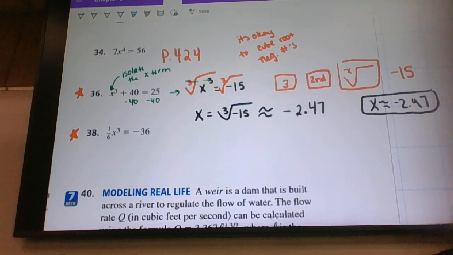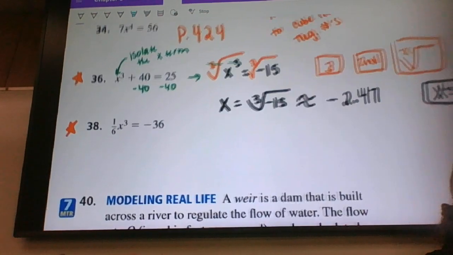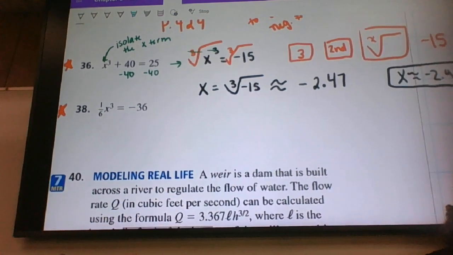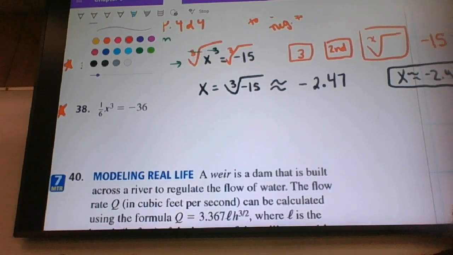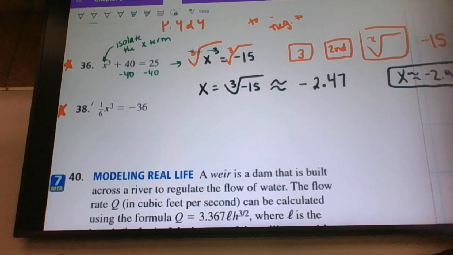Okay. All right, on number 38, what is the first step? Maya, what's the first step on 38? Yeah, so this is a fraction here. I want to get rid of it. I'm going to multiply by the reciprocal, 6 over 1 on both sides. So that cancels it, and I have x to the third is negative 216.